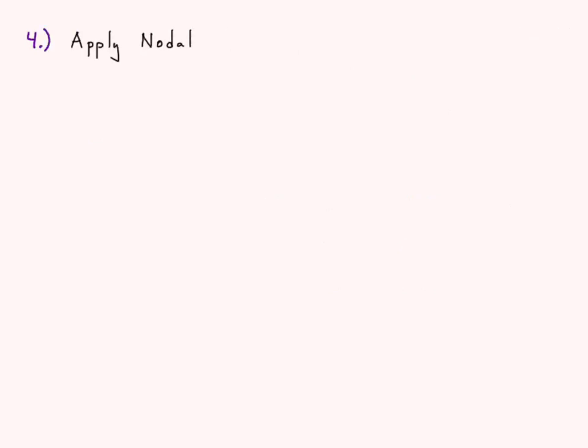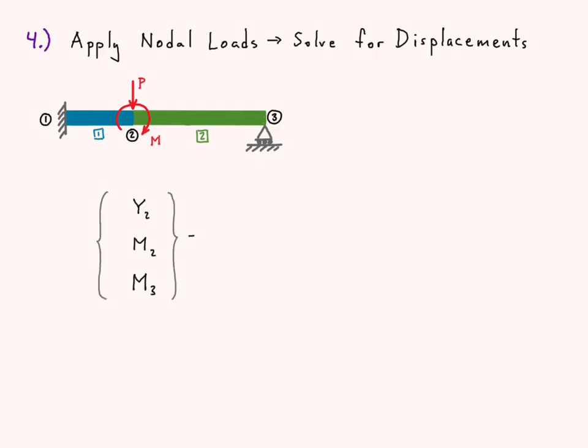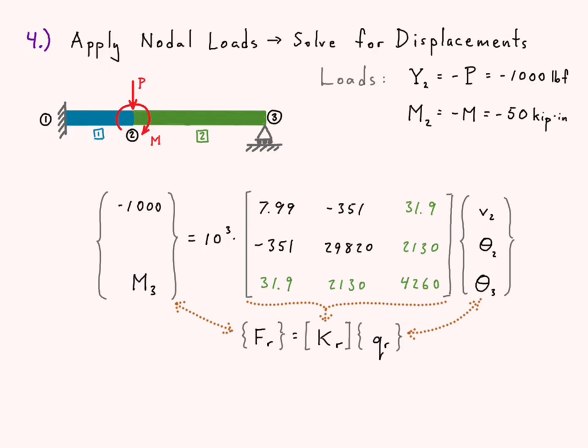Moving right along, we're already at applying our nodal loads to solve for our displacements. First, we'll draw our diagram again for this beam FEA problem. We'll write out our reduced stiffness matrix equation, and we'll write out what our loads are. What we have at node 2 in the vertical direction is negative 1,000 pounds, so we'll make that substitution there. And for a moment at node 2, we have negative 50 kip inches, writing that as negative 50,000 pound inches, just so we can have consistent units.